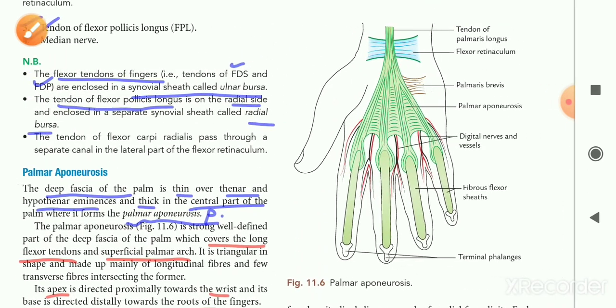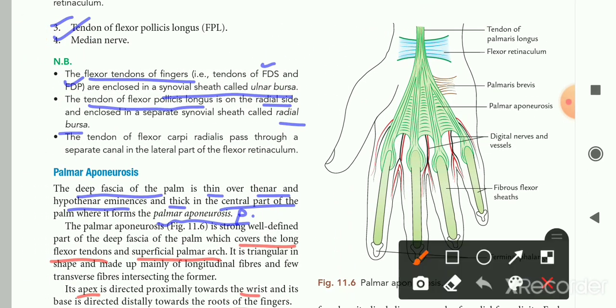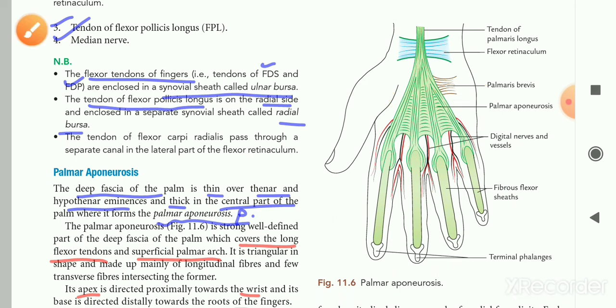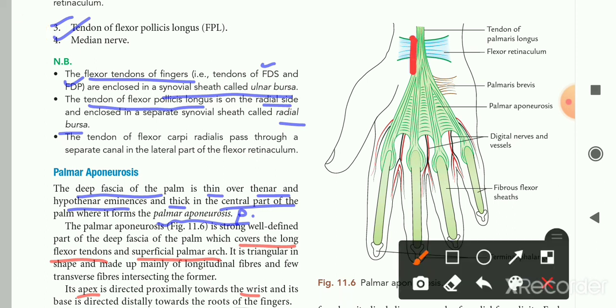Okay, so let's see. This is the palmar aponeurosis. Look at that. It is thinner over the thenar eminence and hypothenar eminence, but it is much thicker over the central part, and it has some parts. Look at that. This part is the apex. This part is called the base. This is the lateral end, and this is the medial end.